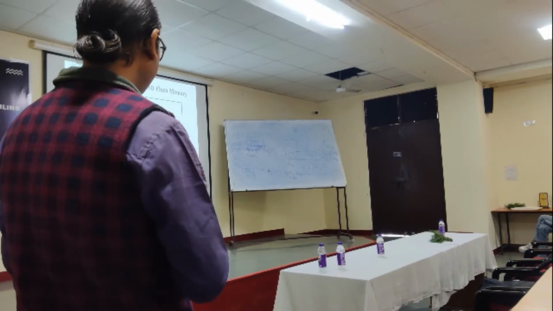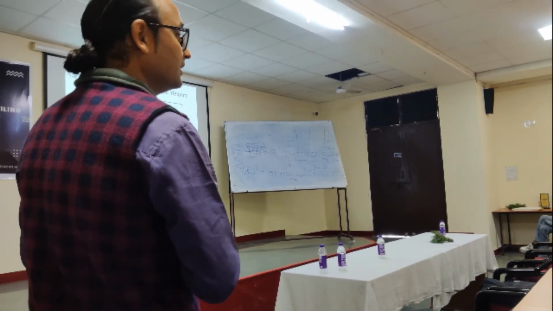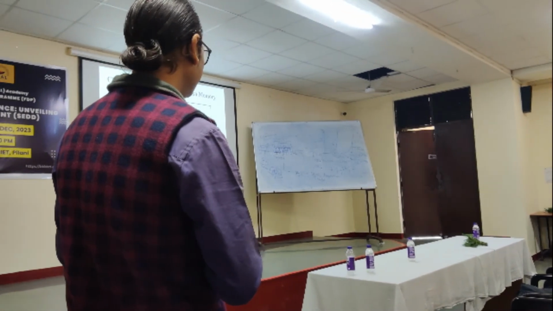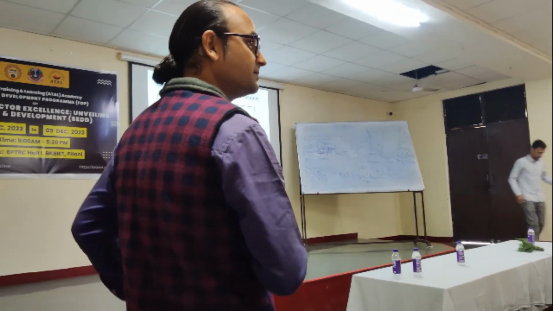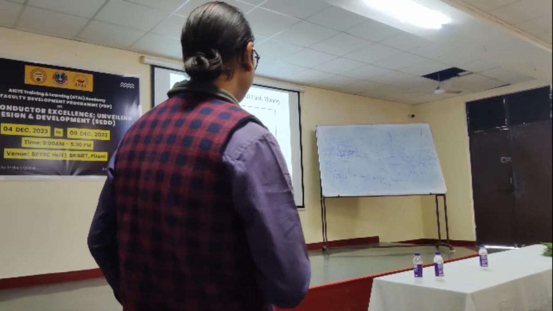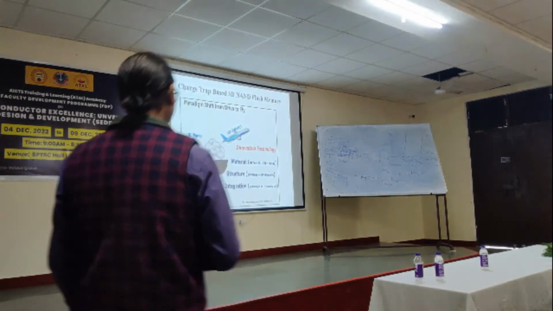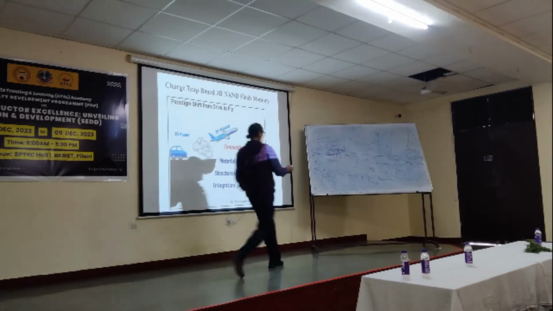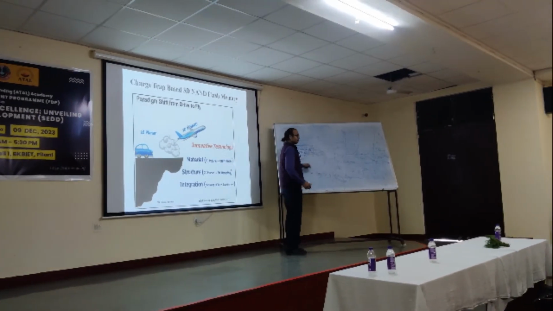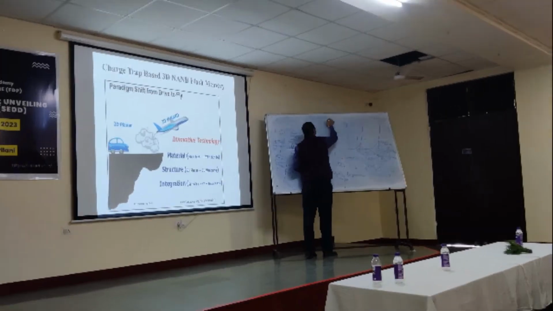Then structure wise, earlier we used to fabricate 2D or planar MOSFETs. Do you know we have now cylindrical MOSFETs? Right? Cylindrical, this is planar, right? Then why do we go for cylindrical?